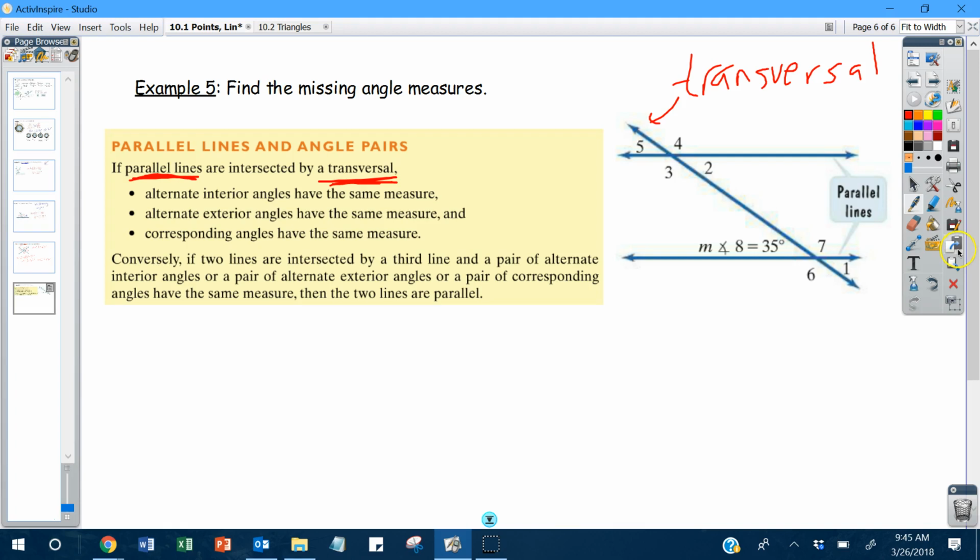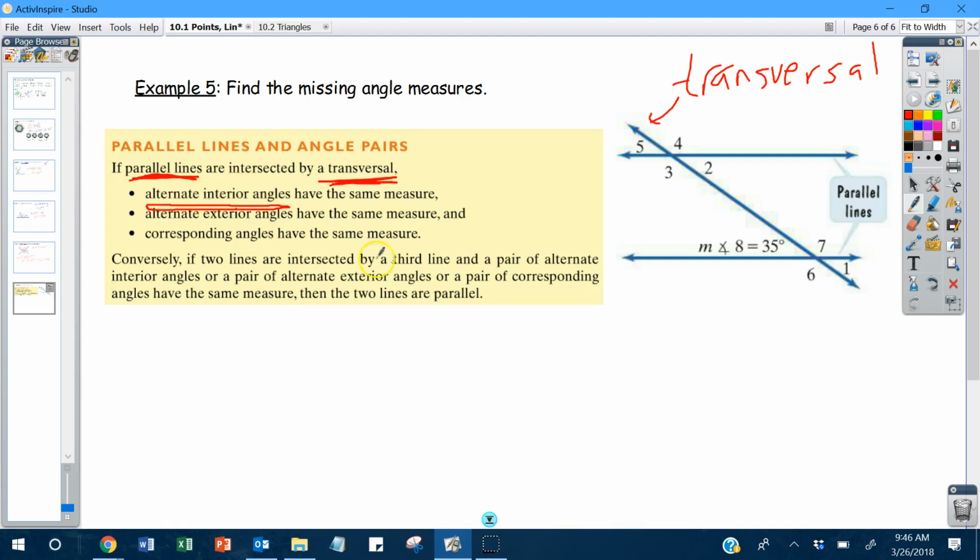And then from that we have a concept of alternate interior angles. Well, here, let me show you what we have first. We have parallel lines, they're cut by a transversal, and we have 1, 2, 3, 4, 5, 6, 7, 8 angles. There's 8 angles now. So that's a little bit intimidating. But we have a few other ideas here that are going to help us find these angle measures.